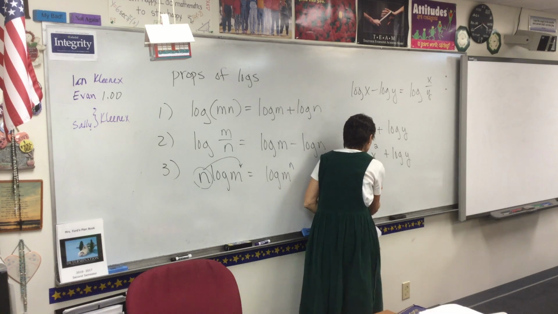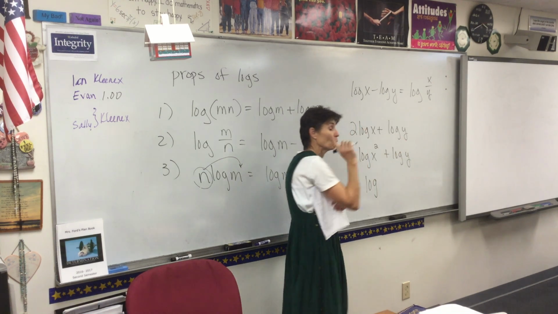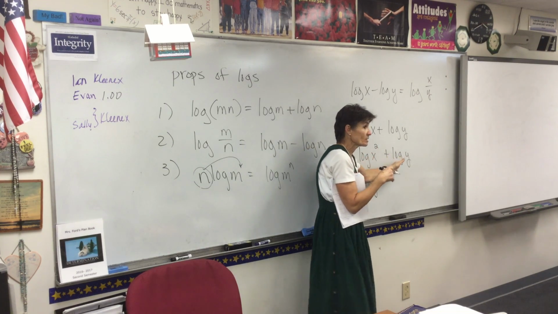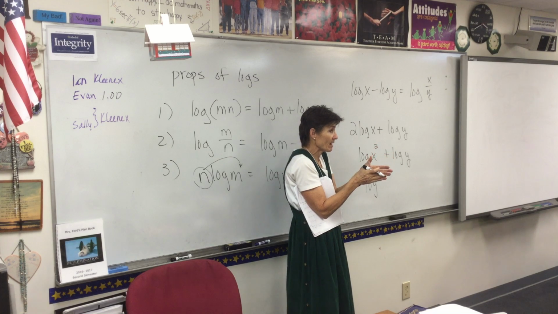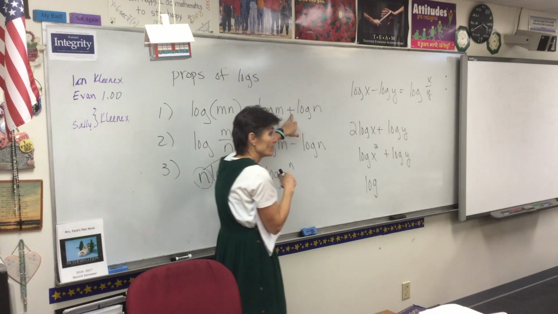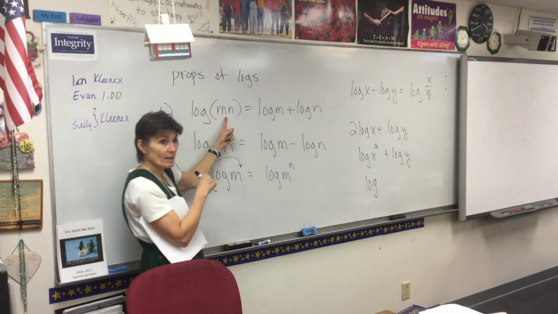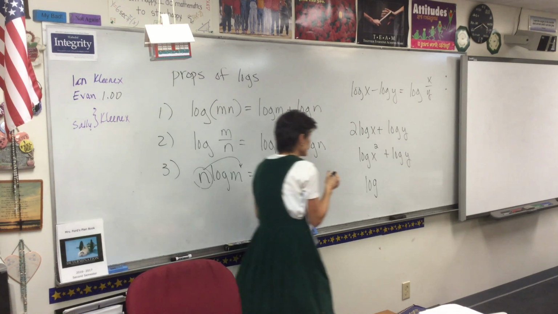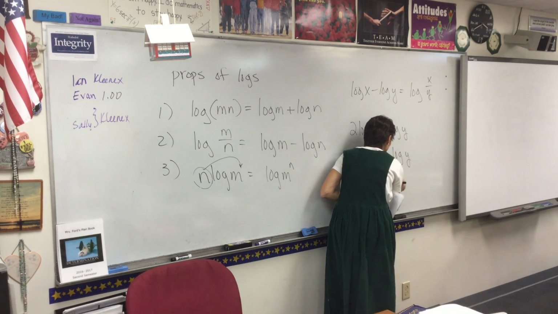Now, I need to put these together into one logarithm. The direction said one logarithm. So I'm going to take these two expressions and put them together. Now, they're an addition. So when I put them together, they will be a multiplication. So this is going to be the log of x squared y.